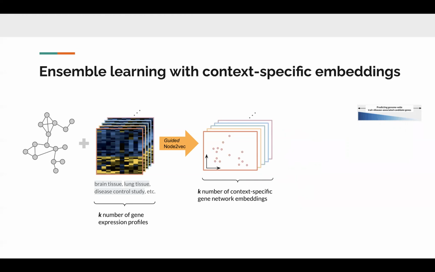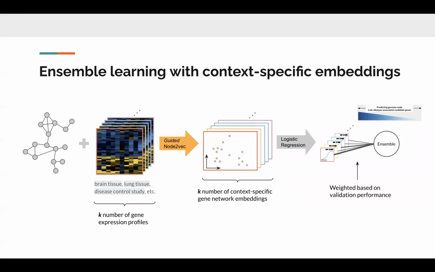But remember that our final goal is to generate disease gene predictions. To do so, we train a collection of logistic regression models using all context-specific embeddings. We then aggregate the predicted probabilities from all these models and weight them according to how well they perform on a validation set for this disease, resulting in our final ensemble model.